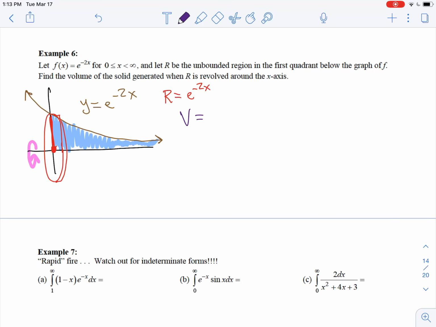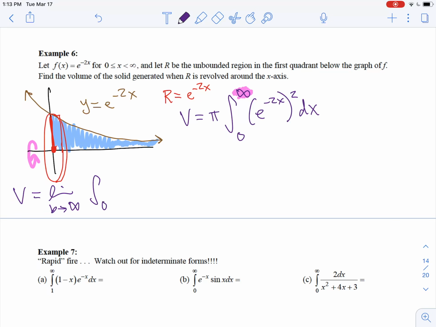But you got this: the volume is equal to pi times the integral from 0 to infinity of e to the negative 2x, squared, and you're going to integrate that in terms of x still. So now we have to account for this problem in the boundary right here, trying to integrate to infinity. That's why we change this to a limit. So now the volume is equal to the limit as b approaches infinity of the integral from 0 to b of e to the negative 4x dx right here.